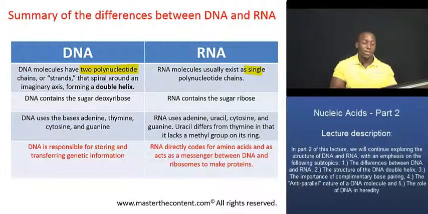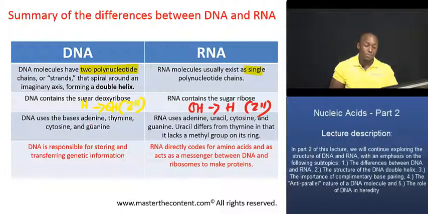And the sugar that we find in DNA is a deoxyribose sugar because of the simple fact that we have a hydrogen instead of a hydroxyl group at the 2' position. RNA, on the other hand, has a ribose sugar, which has a hydroxyl group in place of that proton at the 2' position.